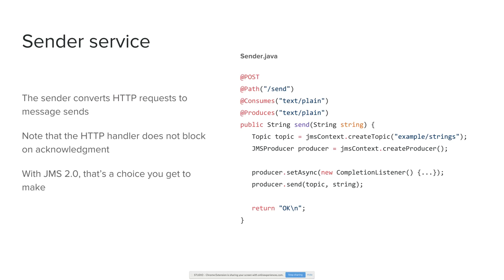That's a choice that you as a developer get to make. You get to make it if you're using 2.0 because JMS offers that to you. With JMS 1.1, your choices were more constrained. So we're gonna take advantage of that choice here. We're gonna return immediately upon sending the message asynchronously.